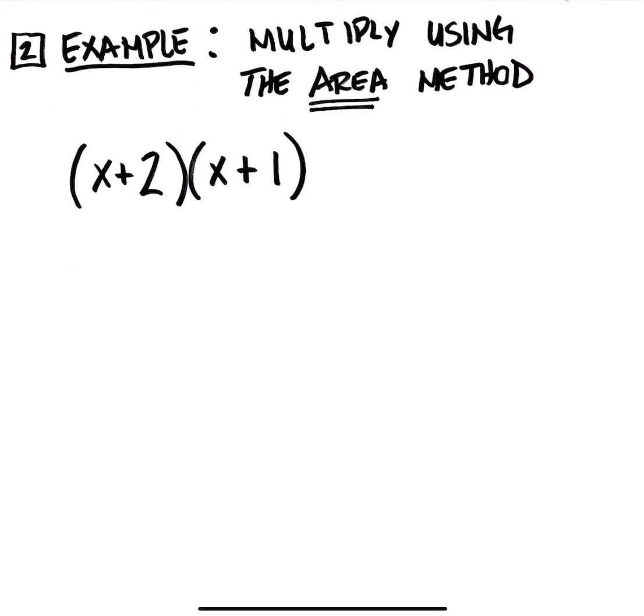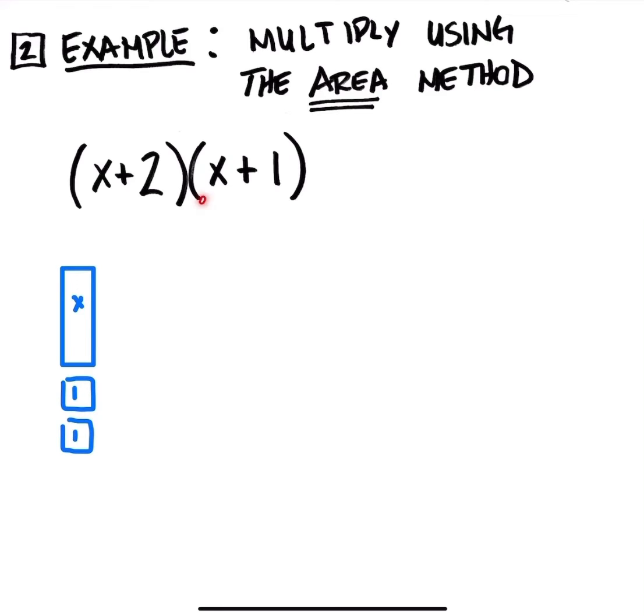Now moving on to box 2, which is an example problem. Since we can now read area tiles, we're going to multiply using the area method to solve this problem. So our first step will be to draw our area tiles, and we'll begin with x plus 2. We have our x tile that is represented here, and 2 is represented by these two 1 area tiles.